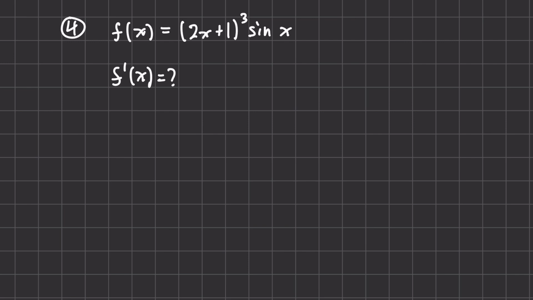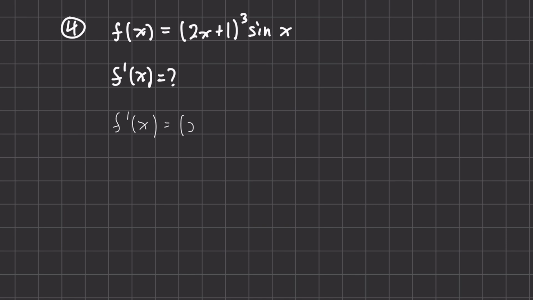So here is the fourth problem. It states that f of x is equal to (2x plus 1) cubed times sine of x. And what you notice here is that it is a product of two different functions. In this case, (2x plus 1) cubed times the second function, sine of x. So we can just apply the product rule.